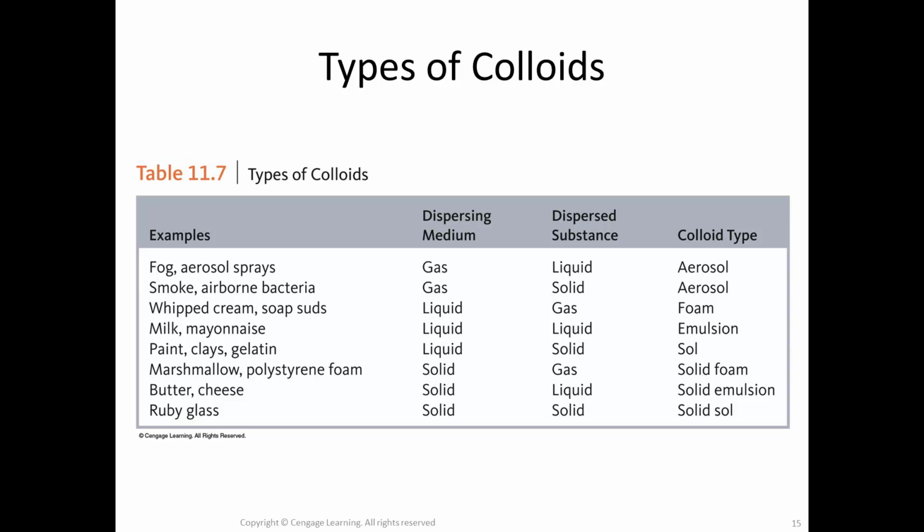Colloids are stabilized by electrostatic interactions. We build small aggregates of oppositely charged particles, and since the outer layers have the same charge, they repel each other and don't form very large aggregates.